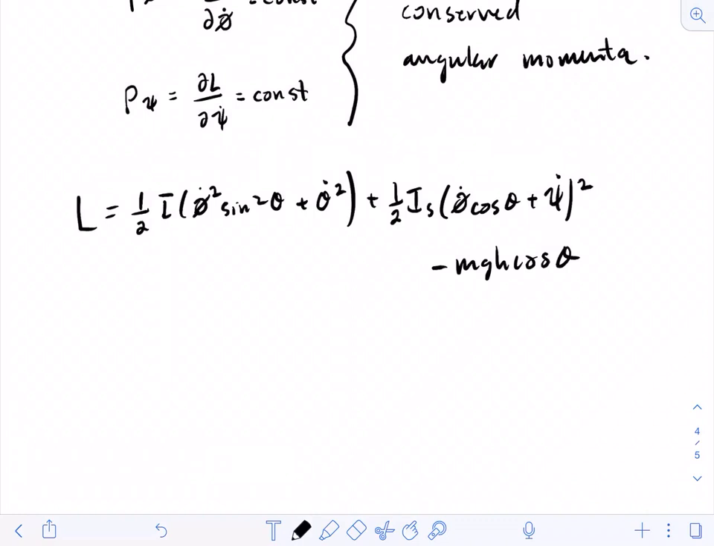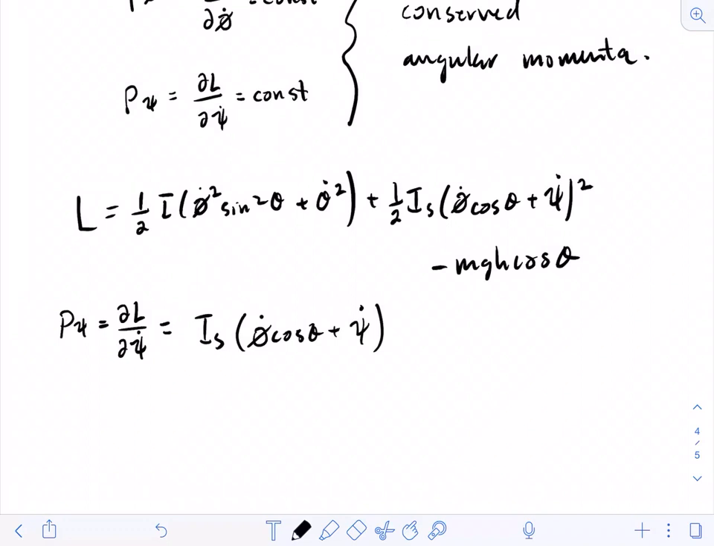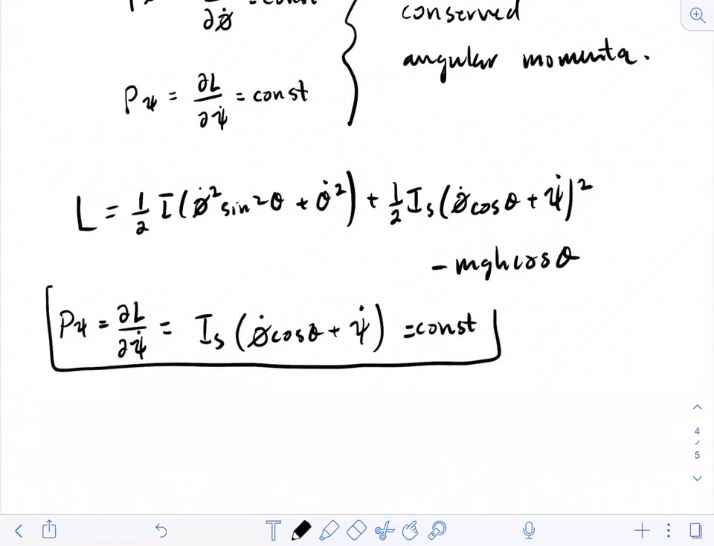So let's do p psi, which is dL/d psi dot. And so we just have to do chain rule. And so we're going to get I_s times phi dot cos theta plus psi dot. And then we take the derivative of what's inside with respect to psi dot, and we just get a 1. And so that's it. So this is a constant. So this is one of the constants of our motion.